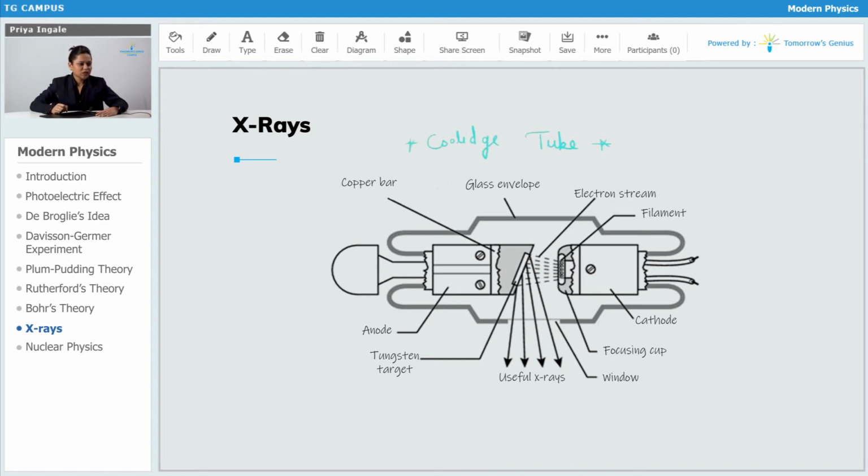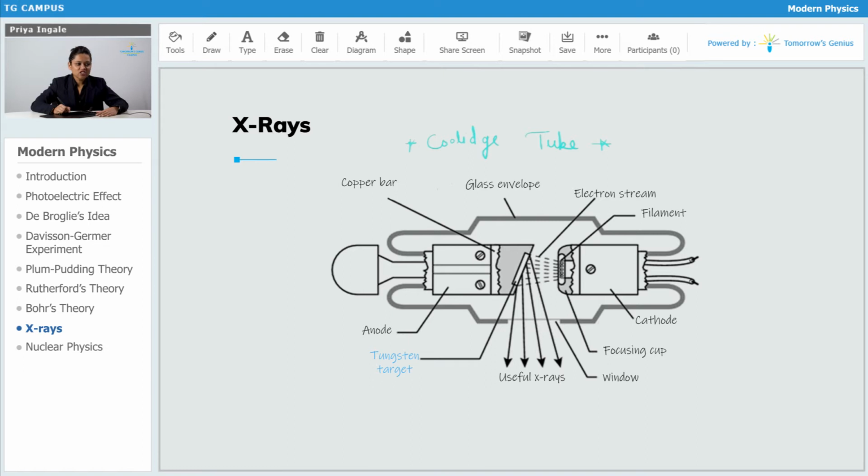Okay. Now again you can see the arrangement. Here there is a filament where the necessary voltage is applied. So when the high voltage is applied, these filaments get heated up. Now this is the envelope, and here there is a tungsten target, as you can see. When the filaments get heated up, electrons are emitted from those filaments, and they strike the tungsten target. They are accelerating towards the target, so they possess energy.